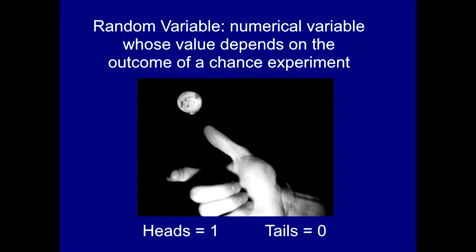A random variable is a numerical variable whose value depends on the outcome of a chance experiment. There are two types of random variables, discrete and continuous. A random variable is discrete if its set of possible values is a collection of isolated points along the number line. A random variable is continuous if its set of possible values includes an entire interval on the number line.